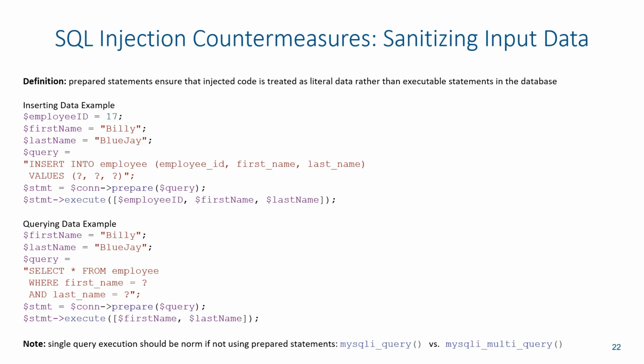When I'm doing a query, for example, you can see here that we have select star from employee where the first name equals question mark and last name equals question mark. Again, I'm not going to put a post where the question mark is. I'm going to fill that in with the data, such as the variables of first name and last name, as we discussed previously. Additionally, when you're running queries, you'll never want to run more than one query at a time. So for example, you'll use MySQL query instead of MySQL multi-query so that you don't run into the ability of someone to be able to run multiple queries against your database at the same time.